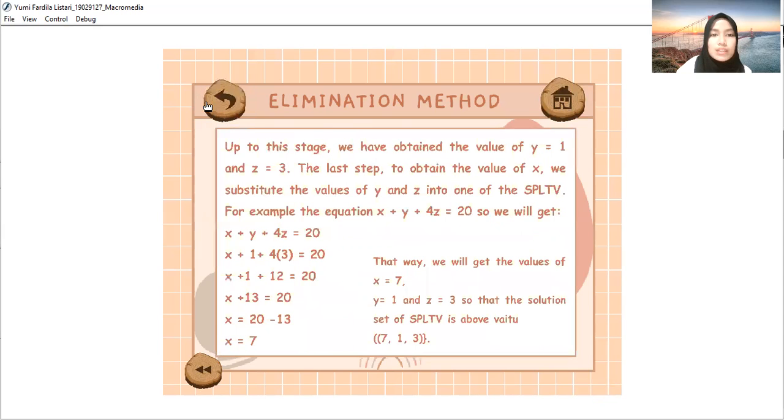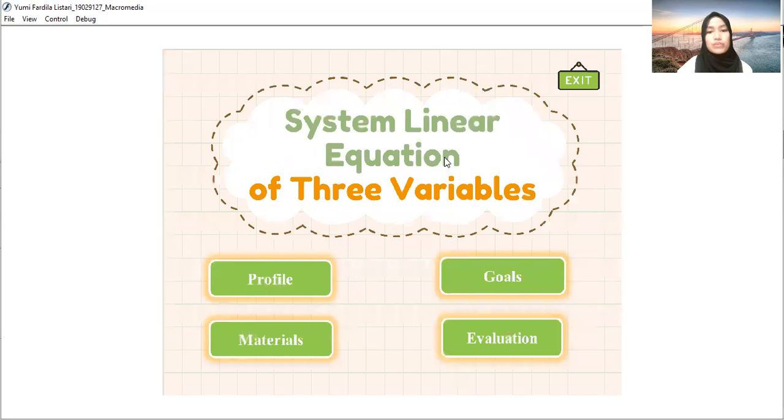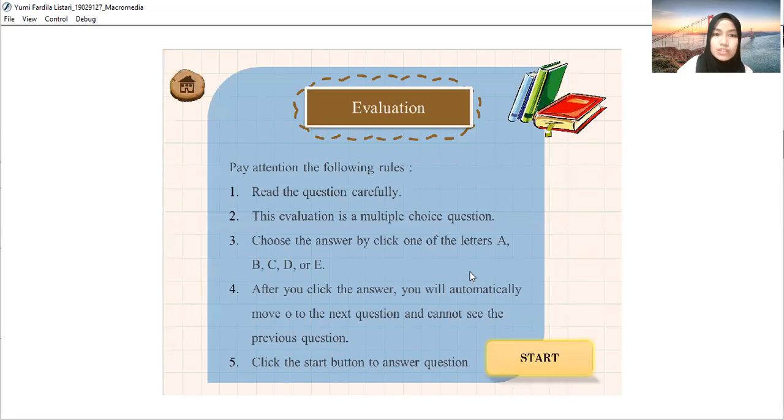Okay, this is the material about systems of linear equations of three variables. The last menu is evaluation. In this evaluation, the student should pay attention to the following rules. First, read the question carefully. This evaluation is a multiple choice question. Choose the answer by clicking one of the letters A, B, C, D, or E. After the student clicks the answer, the student will automatically move to the next question and cannot see the previous question. Click the start button to answer the questions.